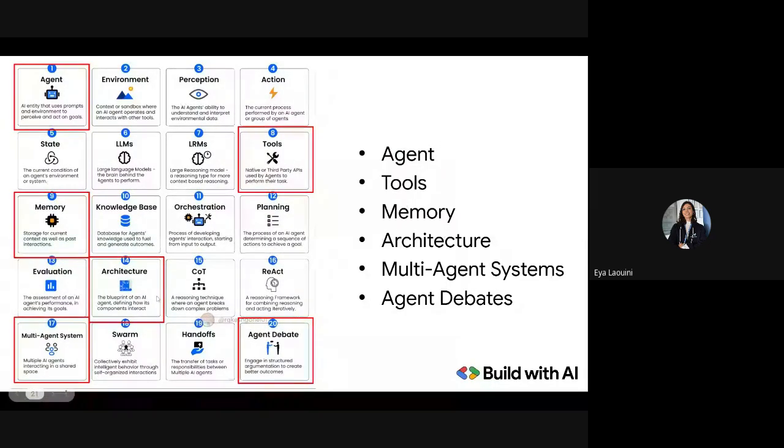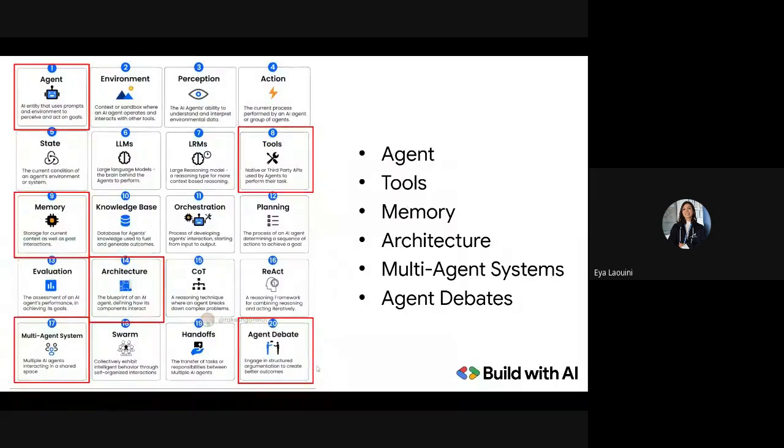Also, we have the architecture, which is the blueprint of an AI agent, defining how its components interact. So through the architecture, we will systematically plan the interactions of the agent and how they will interact together to achieve the goal. Also, we have the multi-agent system. As we said, it is multiple AI agents interacting together in a shared space or a shared environment to achieve a specific goal.